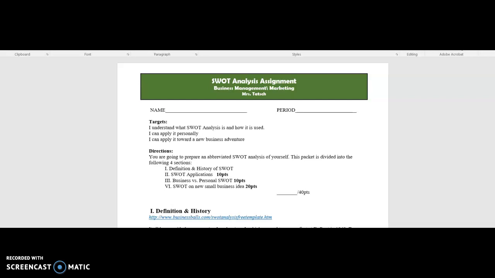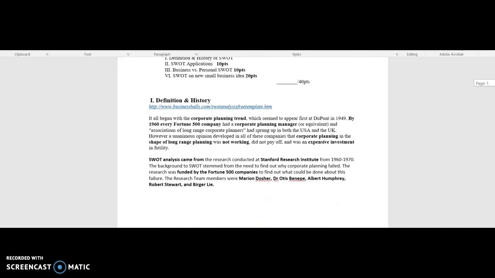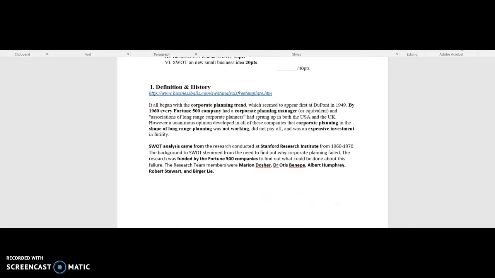And I want you guys to keep in mind a business that you would start now in this current business environment, in this Corona environment. Okay, so I'm just going to take you through this worksheet to explain it to you. All right, so you're going to complete this worksheet. It's 40 points. And the first part is basically the definition and history of SWOT analysis.